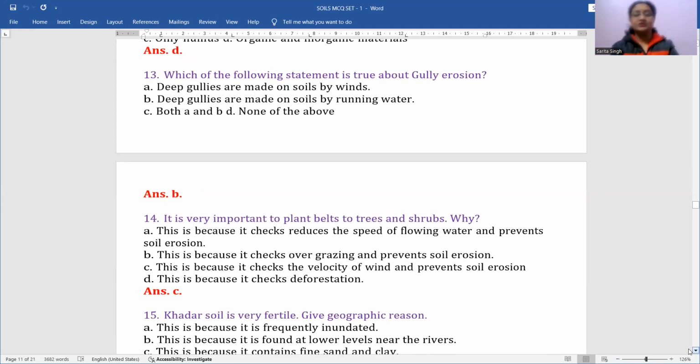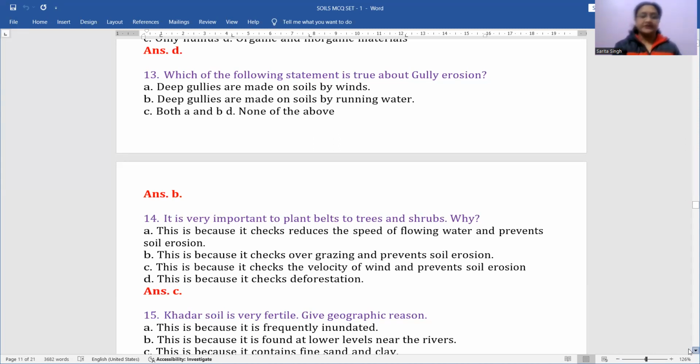Deep gullies are made on soils by winds. Deep gullies are made on soils by running water. Both A and B are correct, or none of the above. इसमें B is the correct option, क्योंकि deep gullies तो मिलते हैं, but these are not formed by the wind. These are formed by the flowing water, running water.